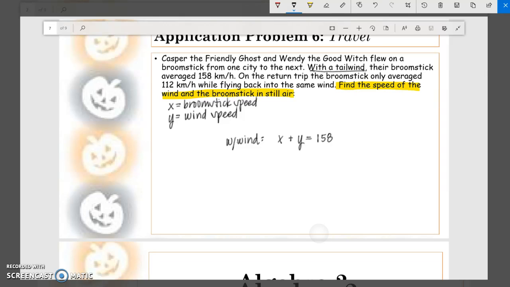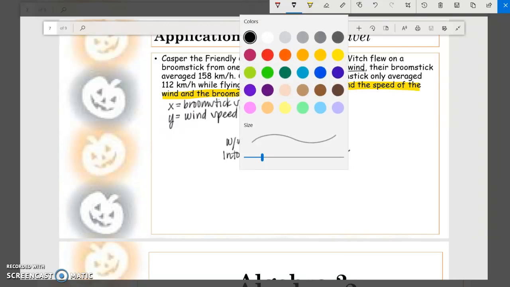Then when they come back, they're flying into the wind. So this is just like if you imagine running. If you run into the wind, it's more challenging than if the wind is helping you, because then the wind is trying to slow you down instead of trying to help speed you up. So here, this one is going to be into the wind. So this equation, we're just going to subtract the wind speed. So x minus y equals our overall speed of 112. So that's all we have to do there. Then this kind of system of equations we can solve with elimination or with substitution.